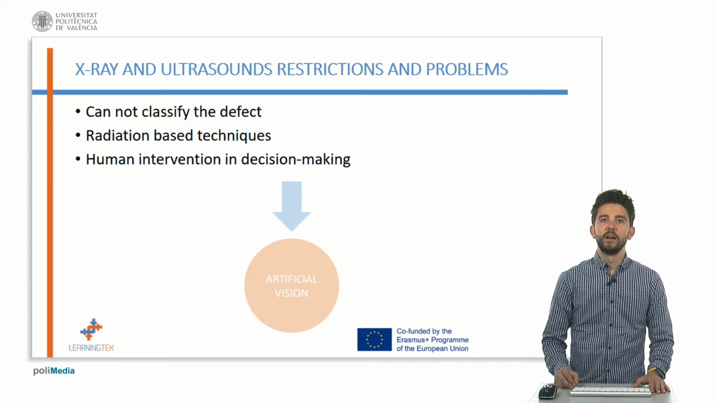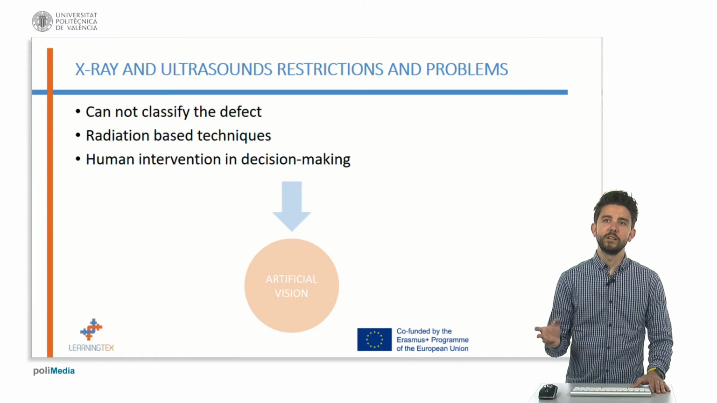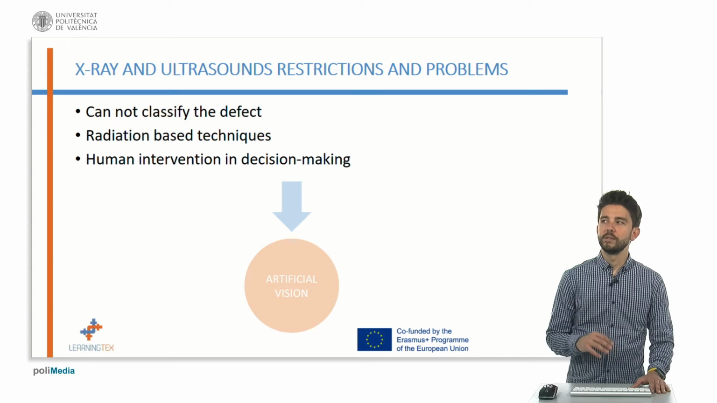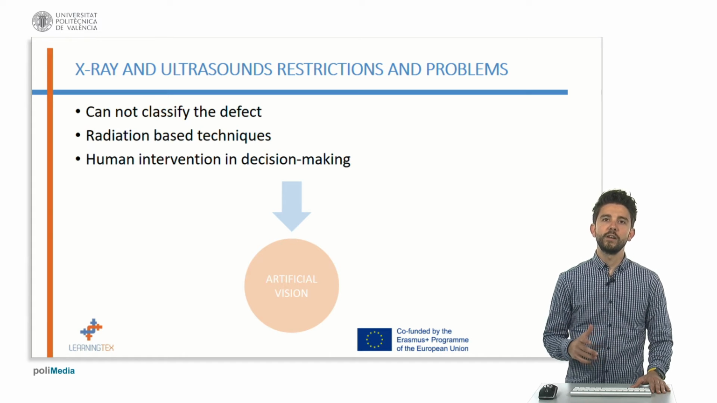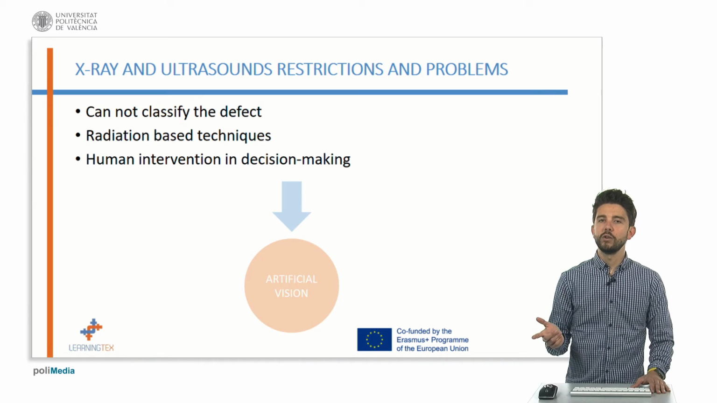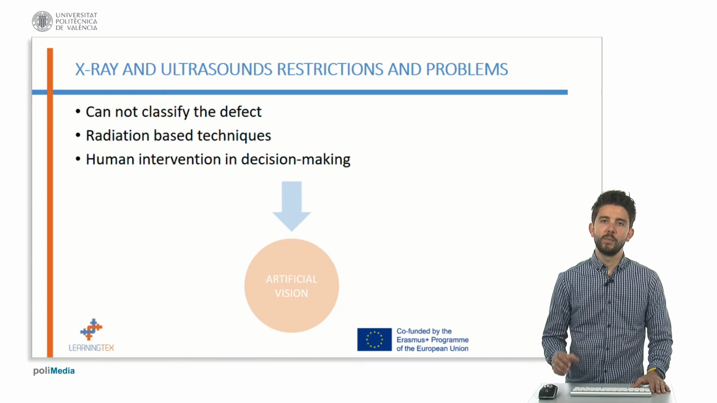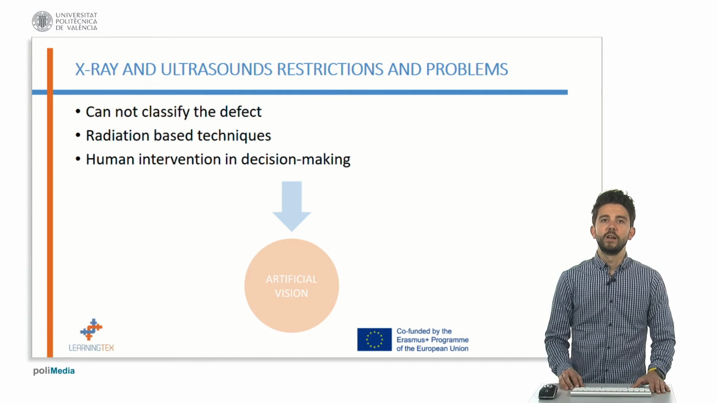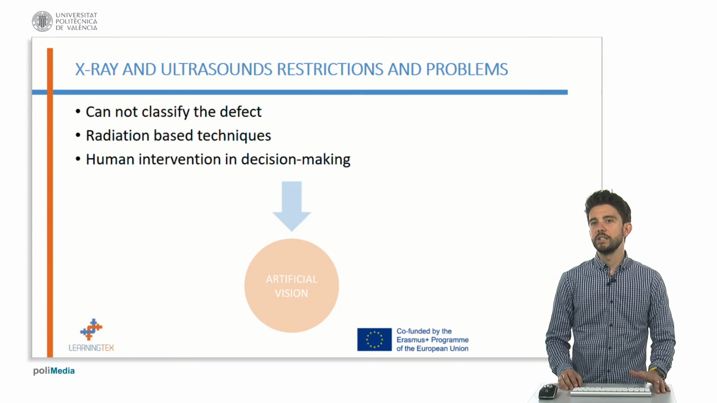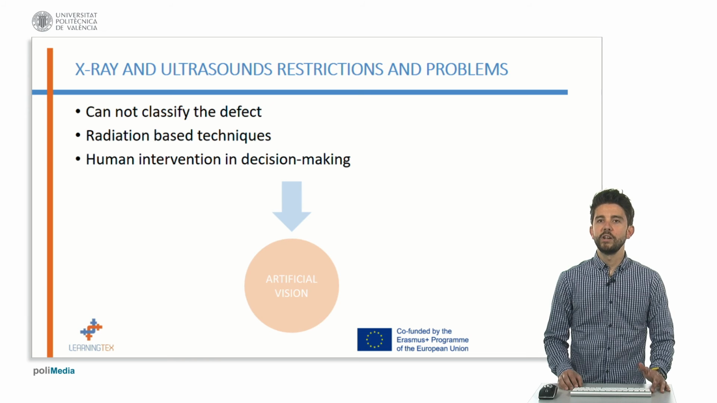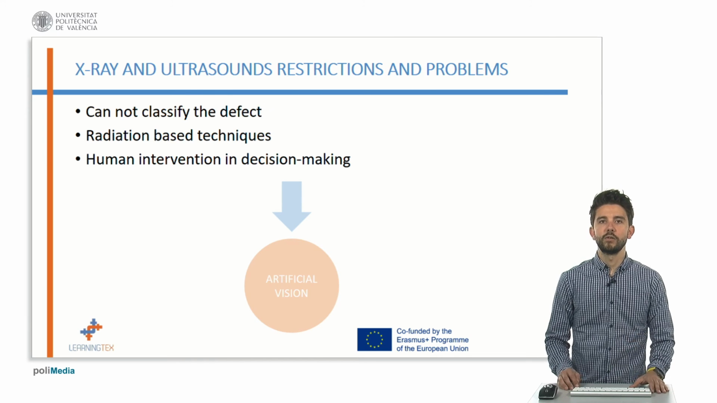The X-ray and the ultrasound techniques both present some restrictions or problems, such as they don't allow classification of the defect, there's a radiation source, and it's also necessary to have human intervention for decision making. For this reason, the use of artificial vision is proposed, as it solves these problems of implementation in various areas, including the textile sector.